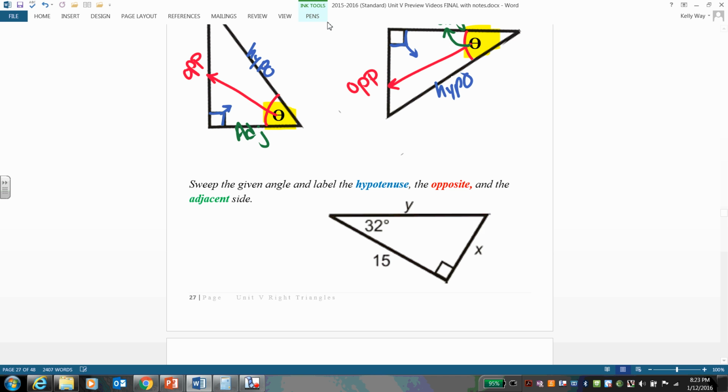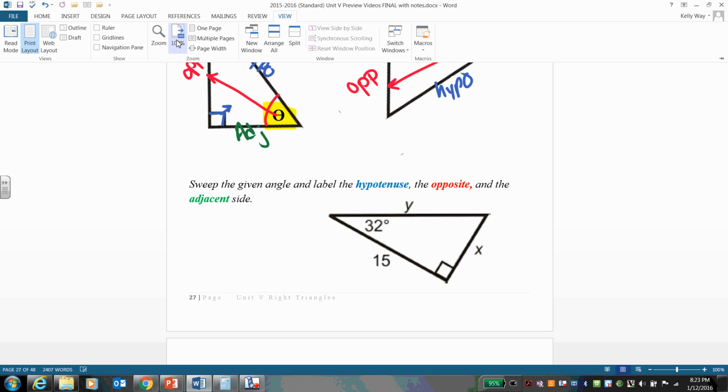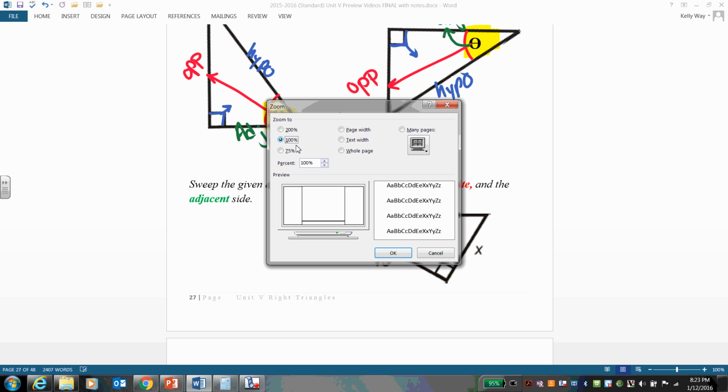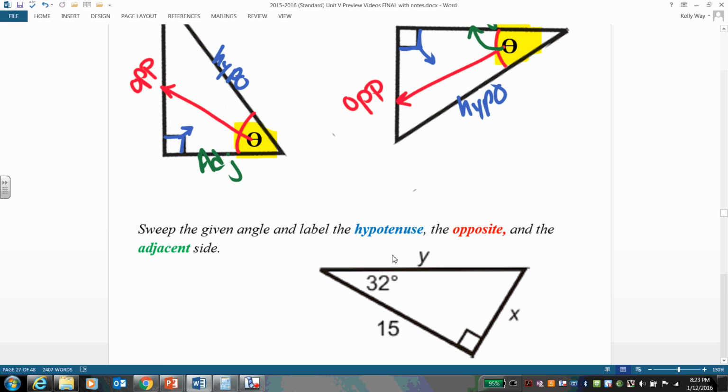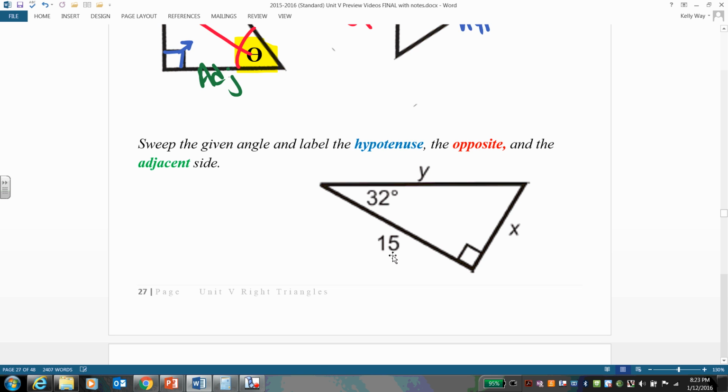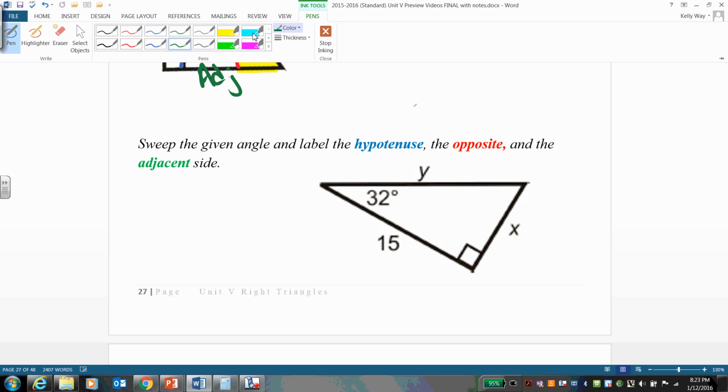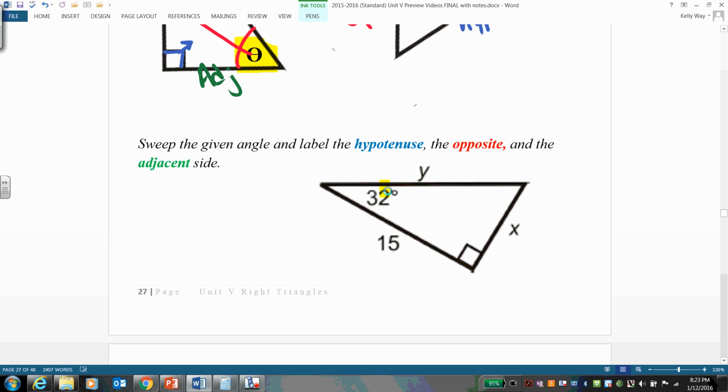So ready? I'd like you to go through here, and I'd like you to sweep that 32, and I'd like you to label the opposite, the adjacent, and the hypo. Take about 20 seconds there. There's your theta. That's the angle you're working with. Label.